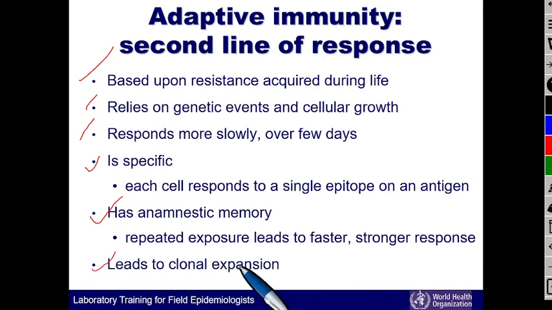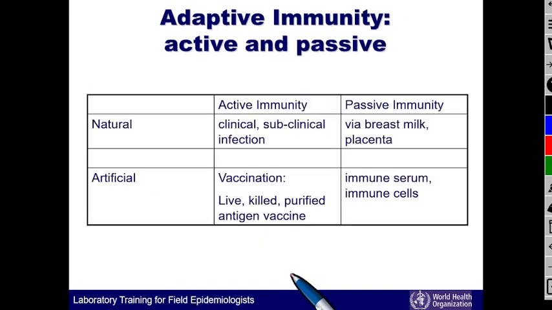It leads to clonal expansion. Clonal expansion means that numerous cells will be produced. When memory cells are present, the immune cells will be produced in greater numbers and form a colony. For this reason, it is named clonal expansion, colony formation.